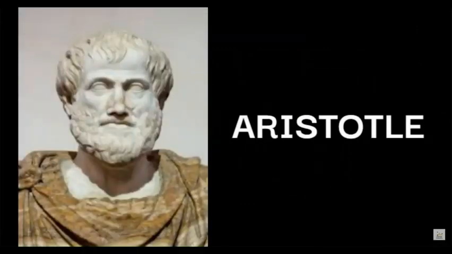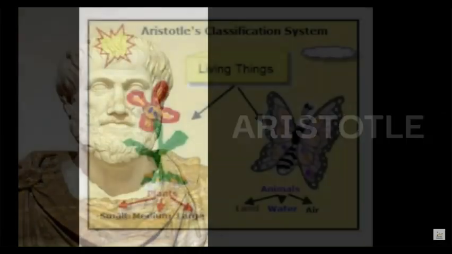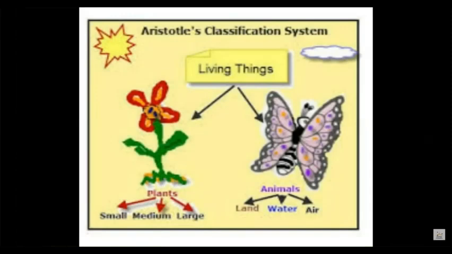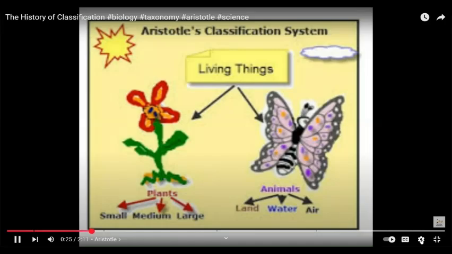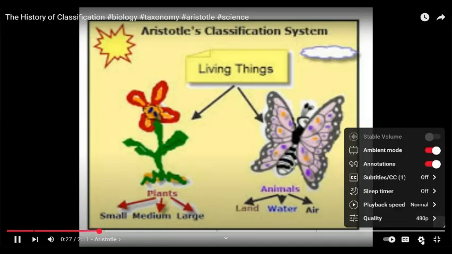Aristotle was the first person to classify organisms. He believed there were only two groups of organisms, plants and animals. Aristotle also classified these two groups into subgroups based on specific characteristics. The subgroups of plants were based on size, and the subgroups of animals were based on location or habitat.